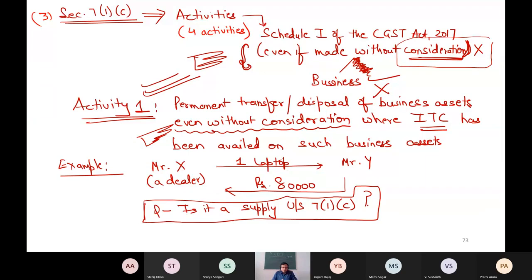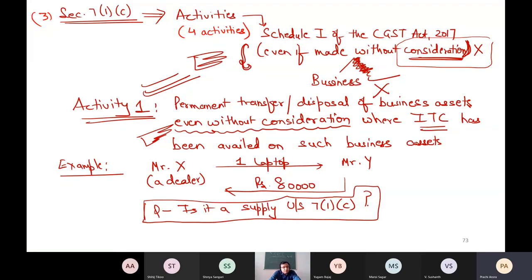Anyone who can tell me the answer? Can you treat it as a supply under 7(1)(c)? Any comment which you want to make? Any viewpoint which you want to share on this point? Anything which you want to explain? Yes, sir. Why?